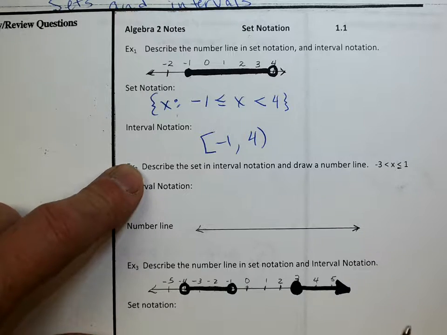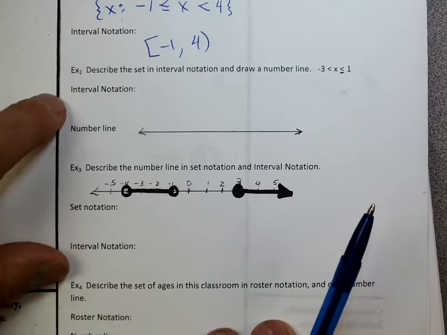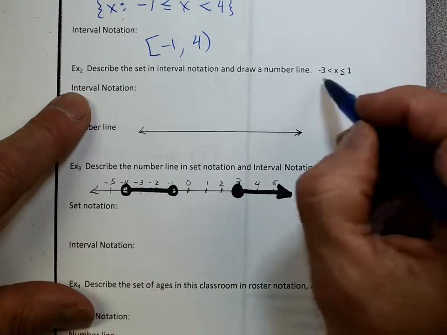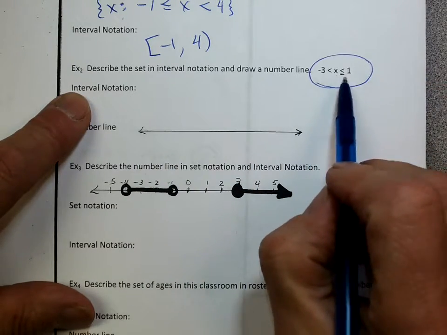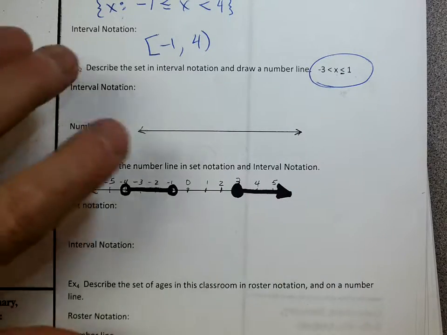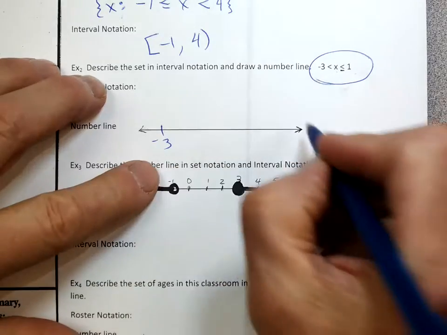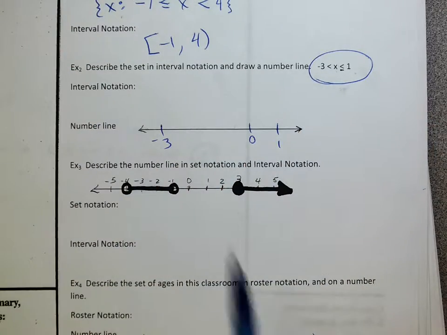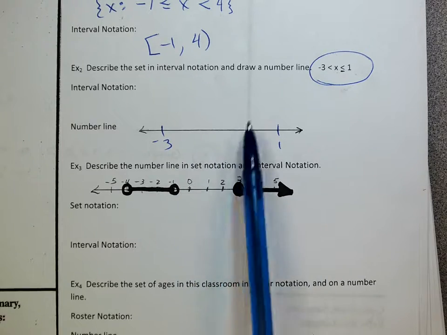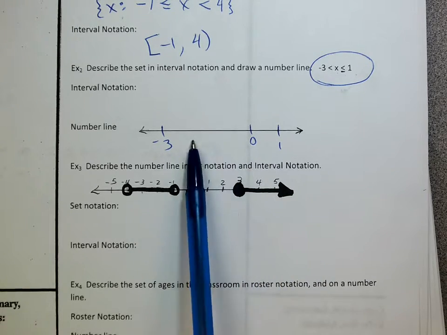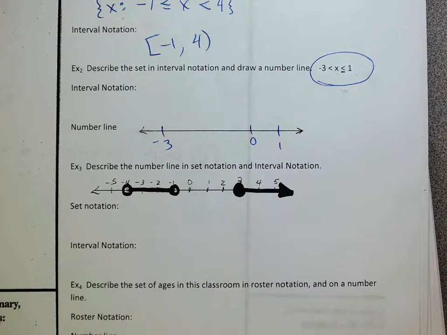Okay, good. Example 2. First of all, describe the set in interval notation and draw a number line. Okay, -3 less than x, less than or equal to 1. Let's do the number line first. I think it's easier to do the number line first. So we'll put a -3, we'll put a 1, and I'll put a 0 in there. I don't care if you put in every single number. You can. I just need the important numbers, okay? You do not need to put all the numbers in between.